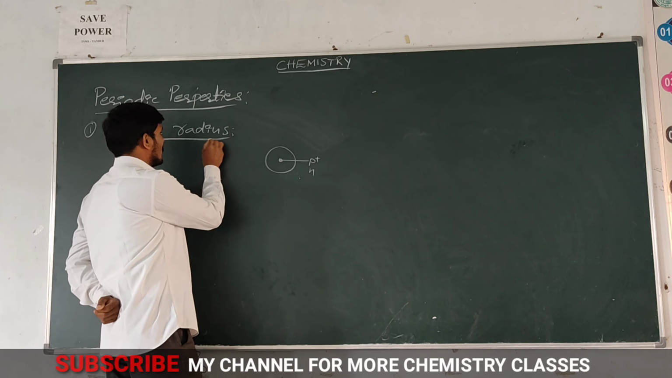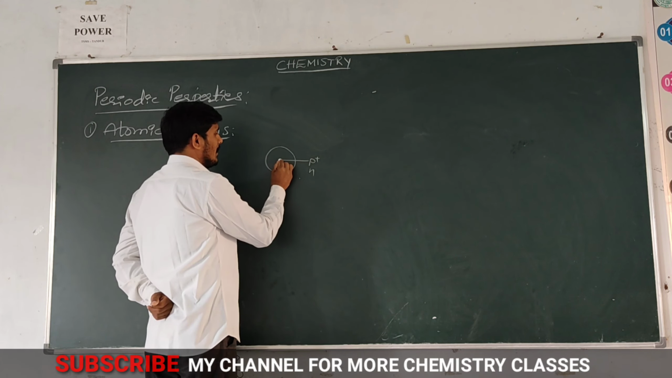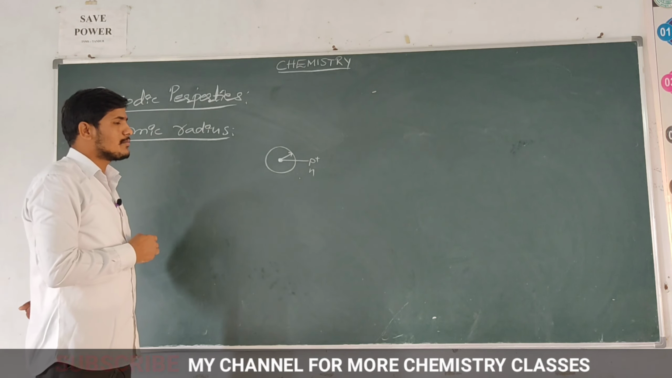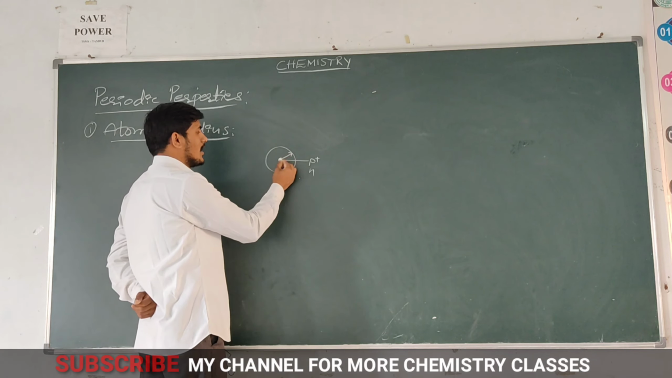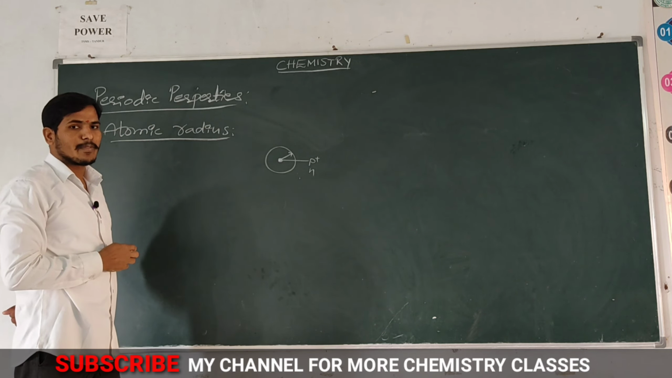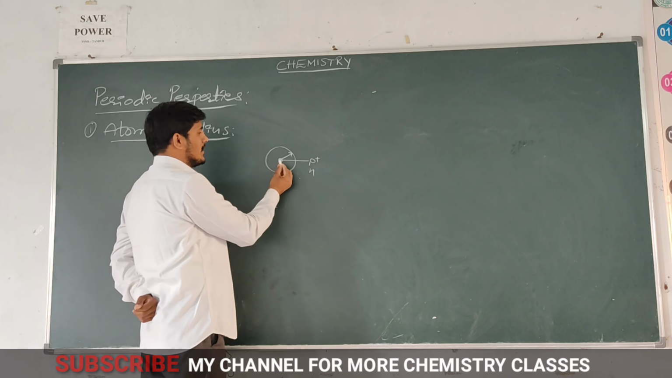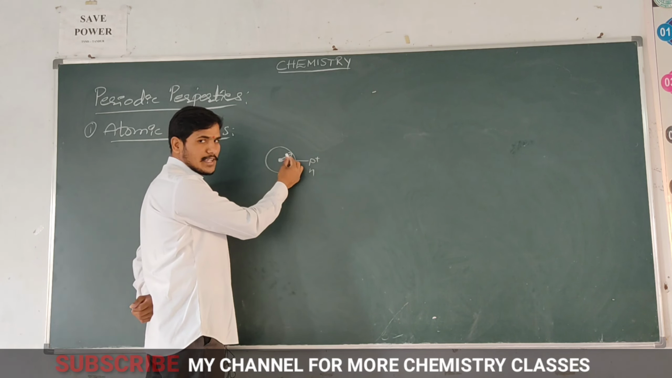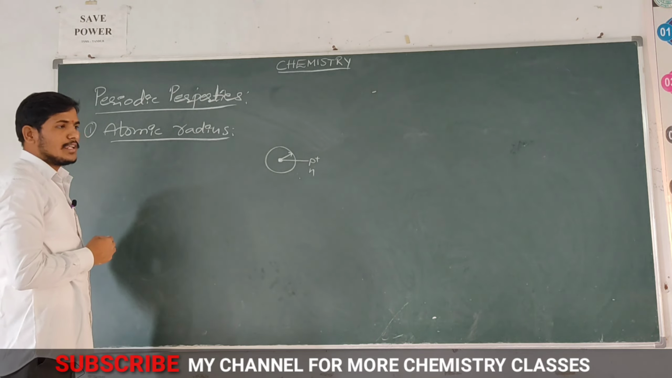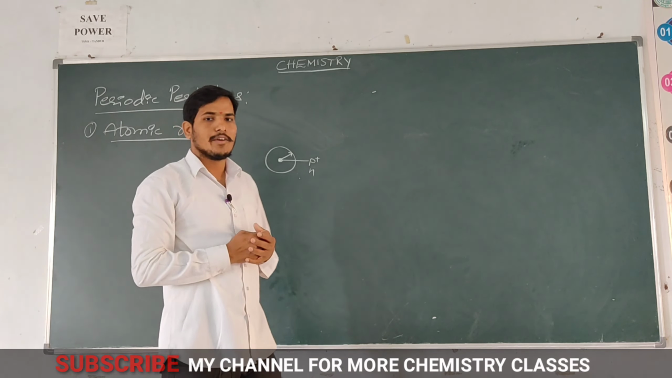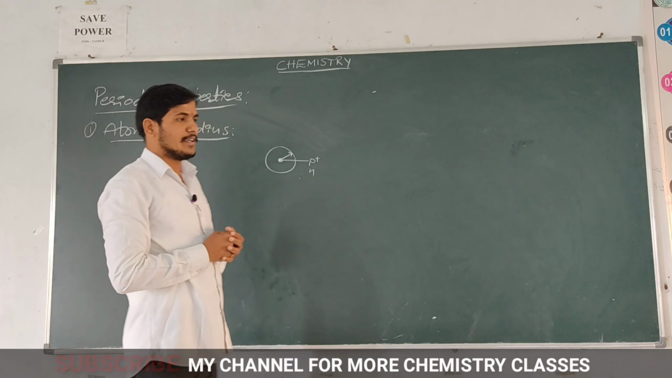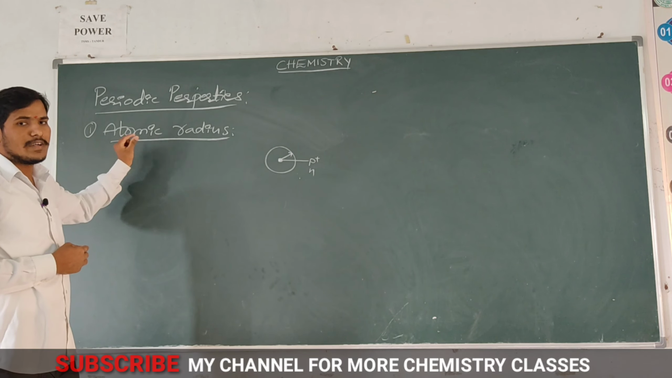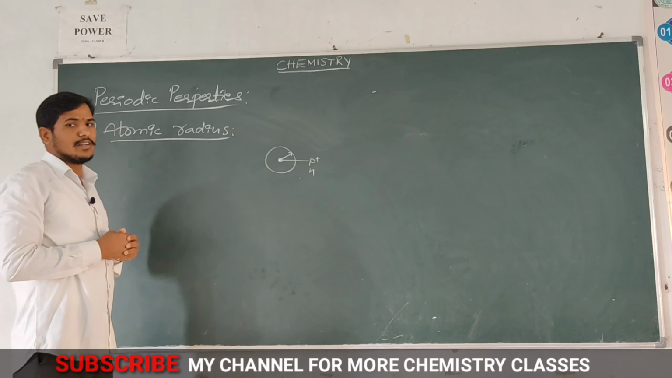Atomic radius means the distance between the nucleus of an atom and its outermost shell or valency shell. Once again, it is the distance from the nucleus to the outermost or valency shell. How atomic radius changes in groups and periods is very important. You must define the term if it is asked in the examination, and you must write or explain how it changes in groups and periods.